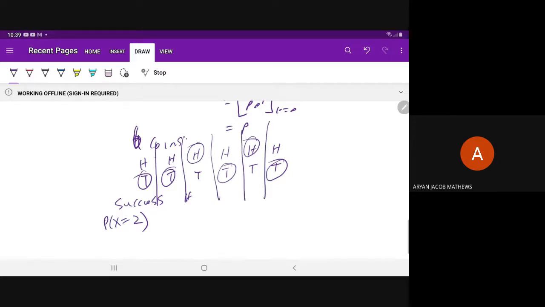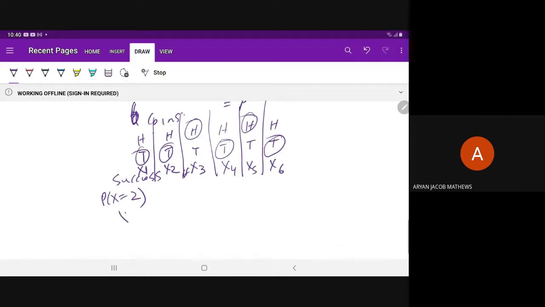And for each toss we have only two results. It means this is a Bernoulli variate. So here X is the sum of n Bernoulli variates.